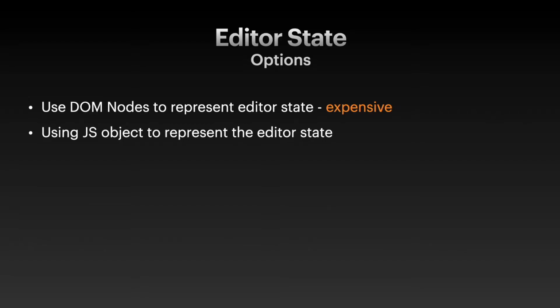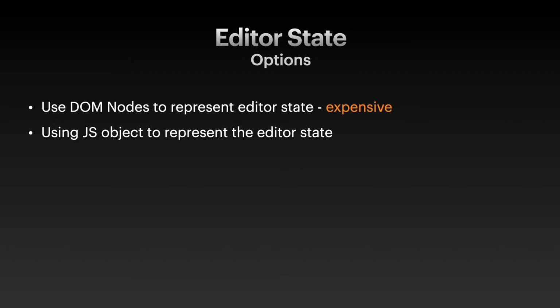How are we going to represent the editor states and what options do we have? Basically, we have two options. First of all, we can use the DOM nodes to represent editor states. The second option is to use a JavaScript object to represent editor states. The cons of the first approach is that DOM manipulation and DOM operation is very expensive. We may be consuming too much memory.